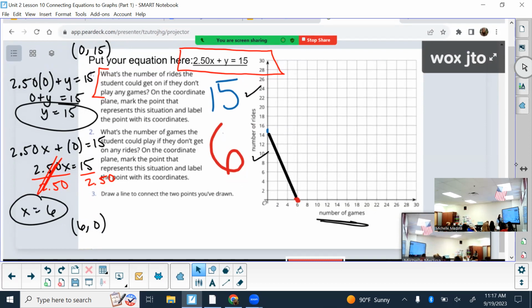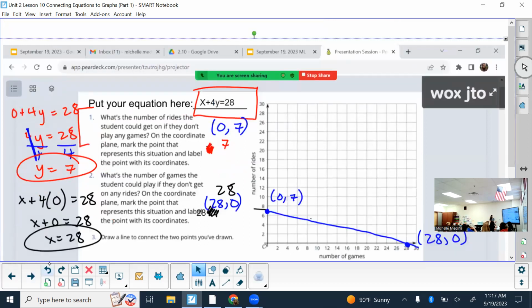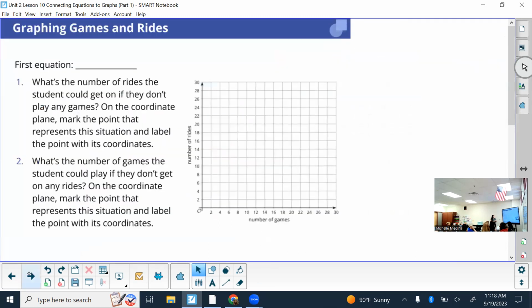So you could graph by finding your x and y intercepts and then just drawing a line. Or you could graph, if you know your slope-intercept form, by plotting your, let me find what slope-intercept form.